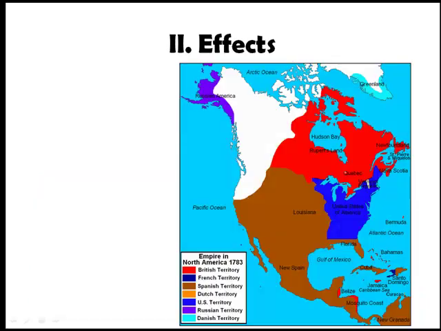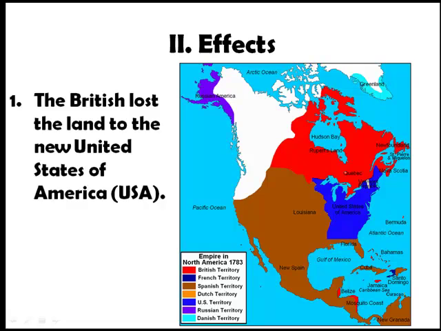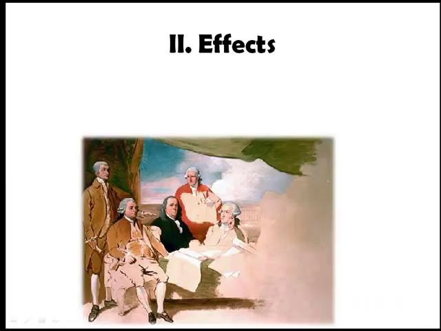Now, some of the effects of the revolution, once the revolution itself took hold and took place, eventually the colonists would win this particular conflict. Now, the British lost the land, and that is a really major effect. And you can see here some of the land that was won to the new place that would now be called the United States of America. But it wouldn't be called the United States of America until 1793.